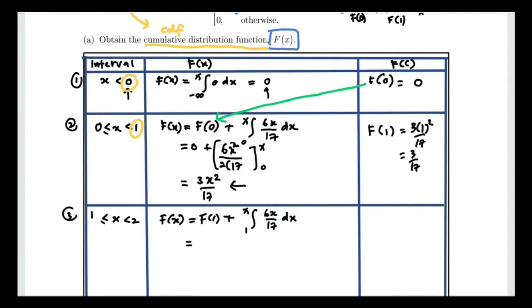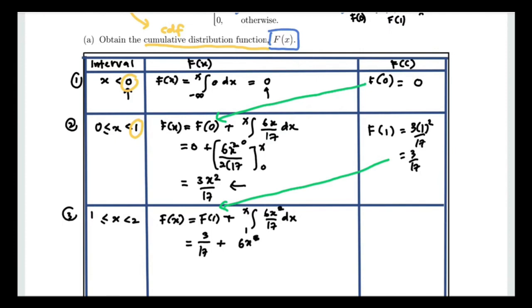So f of 1, we have found out the f of 1 from this part. So we're going to substitute here 3 over 17 plus the integration of 6x over 17. You will get 6x squared. This should be 6x squared.